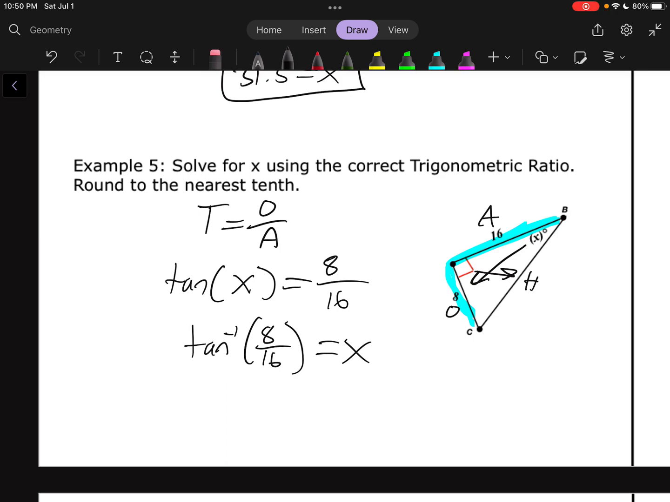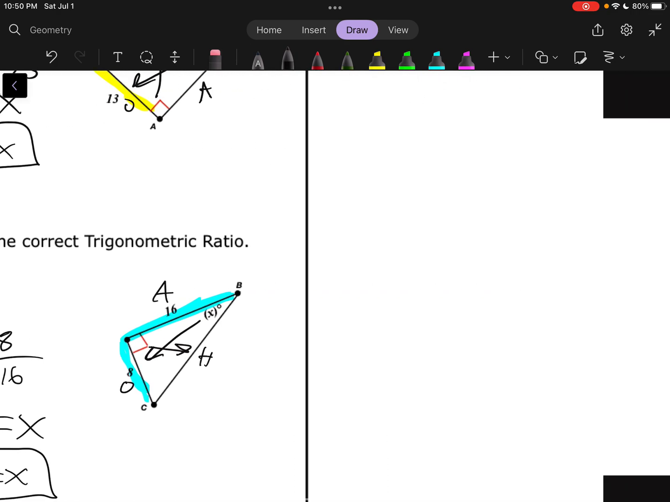And I'm typing it in the calculator here. Inverse tangent of 8 over 16. It's giving me 26.6. Okay, let's go to the top of the next part.